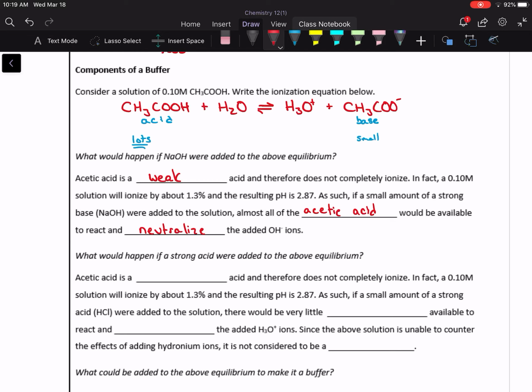So again, acetic acid is a weak acid and therefore does not completely ionize. It will ionize about 1.3%, resulting in a pH of 2.87. As such, if a small amount of strong acid like hydrochloric acid is added to the solution, there would be very low concentration of acetate ion available to react and neutralize the added hydronium ions. And since this solution is unable to counter the effects of added hydronium ions, it's not considered to be a buffer.